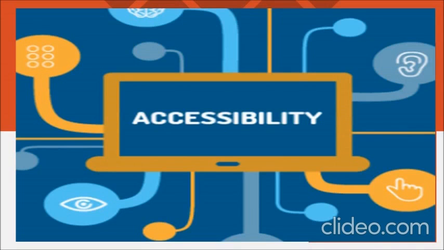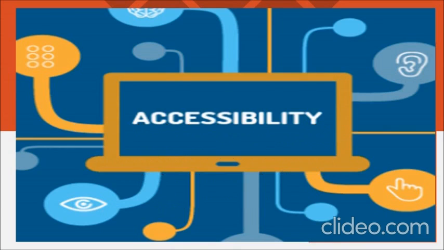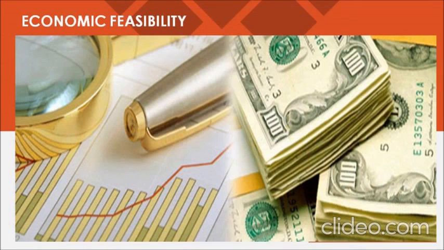Children, first I will explain what all these three conditions are. I will explain what is technologically accessible. It means the technology needed to use the resource must be available so that we can extract and make proper use of it. Okay children?